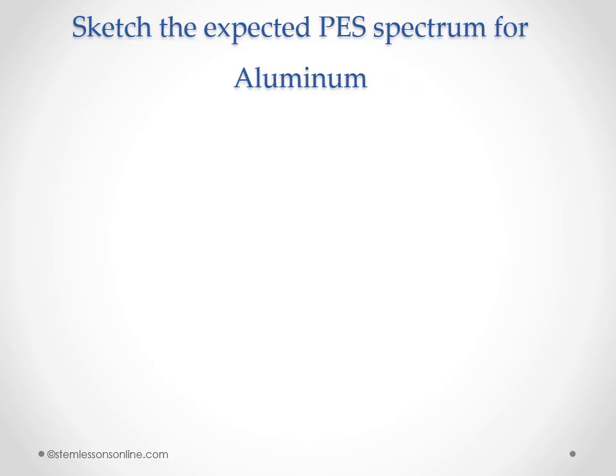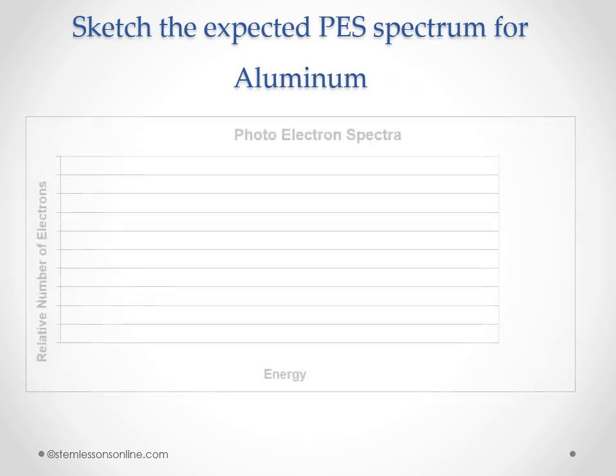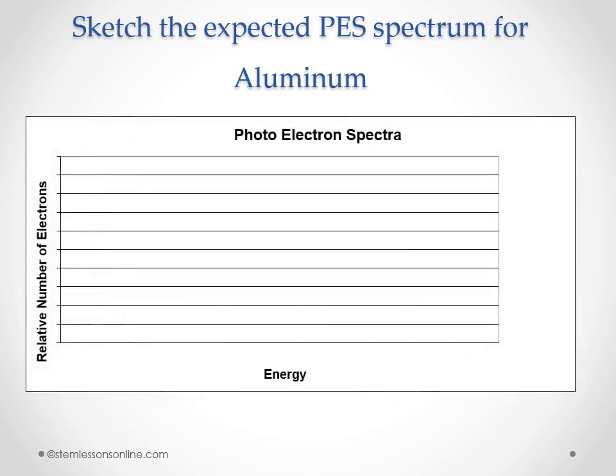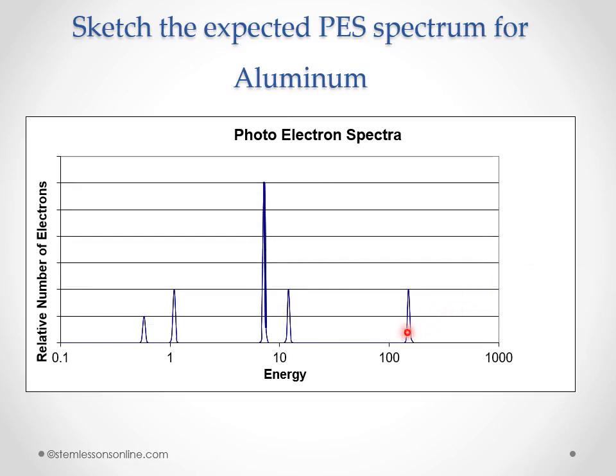Now sketch the expected PES spectrum for aluminum. So look at the atomic number. Aluminum has 13 electrons. So how is it arranged? We already know 1s2, 2s2, 2p6, and then 3s2, 3p1. Okay, look at the height of this one, and also look at where it is moving. It is a little away from the nucleus. The energy is not that much. So 1s2, 2s2, 2p6, 3s2, 3p1. Total how many electrons? 13 electrons.